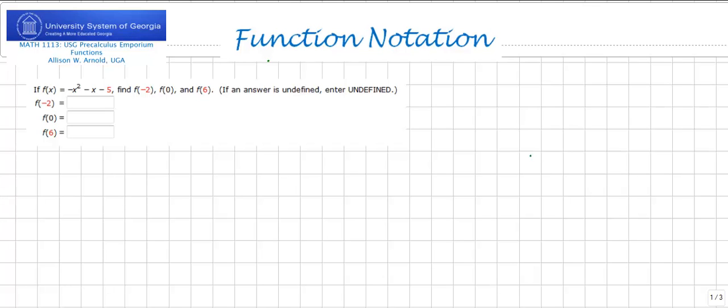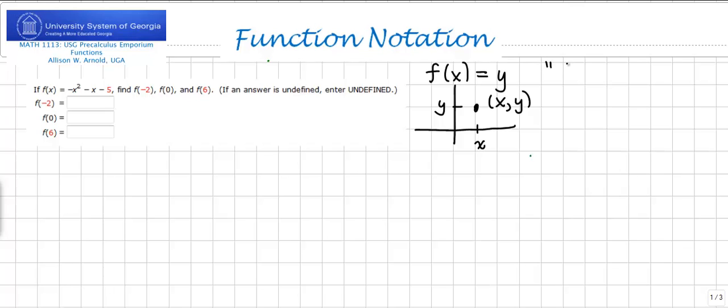Now that we've defined a function, let's look at function notation. If I have the symbolism f of x, it is used to represent the output y. So if I were thinking about a graph, this would mean the input x produces the output y, and you'd have the ordered pair x, y. So we read f of x to mean the output y associated with the input x.